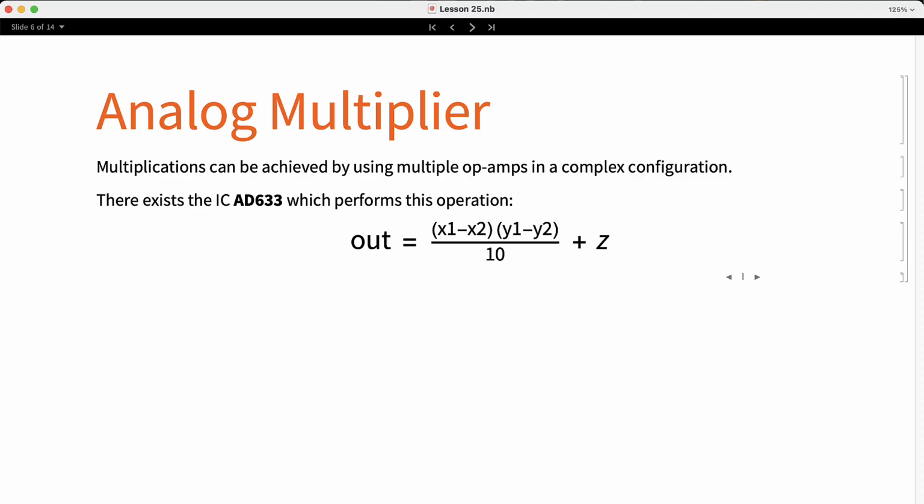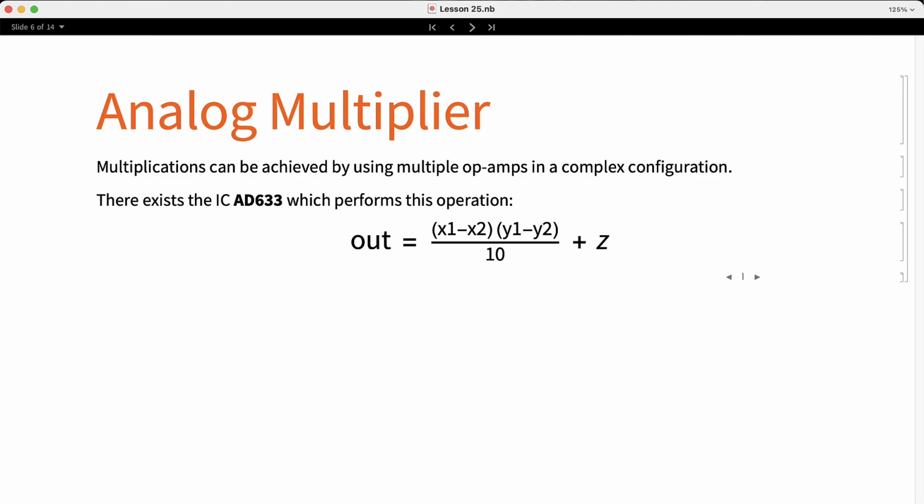This integrated circuit has 5 inputs, X1, X2, Y1, Y2, and Z. The operation it performs is the following. It subtracts X1 minus X2, then it multiplies the value by Y1 minus Y2, divides the result by 10, and adds Z. This allows us to multiply two voltages like 10 volts times 10 volts, which should be 100 volts.